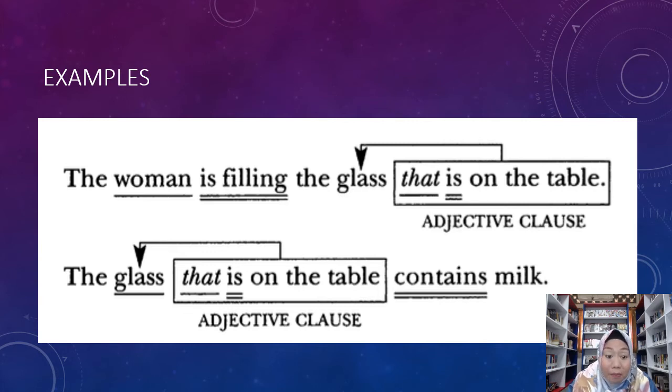Let's take a look at the second example. The glass that is on the table contains milk. The same, yeah. The glass is the noun that is described by the adjective clause here, that is on the table, and what is on the table is the glass, right? So if the subject is the same as the noun that it describes, then the connector functions also as the subject, so you don't need another subject in the sentence.